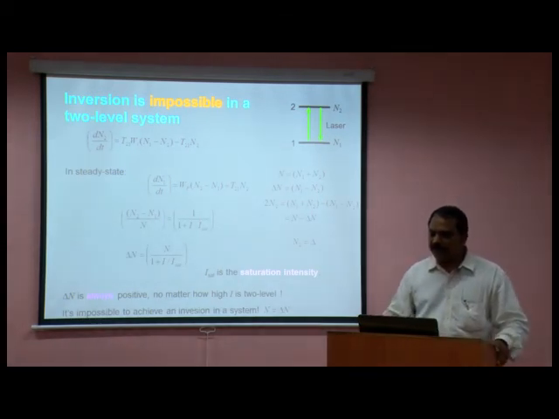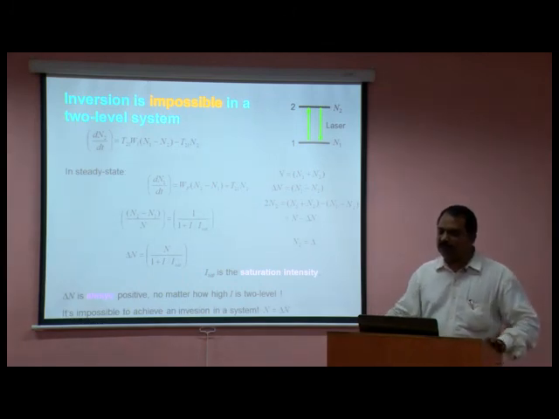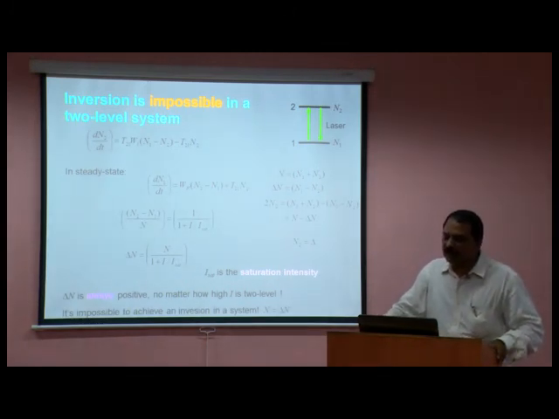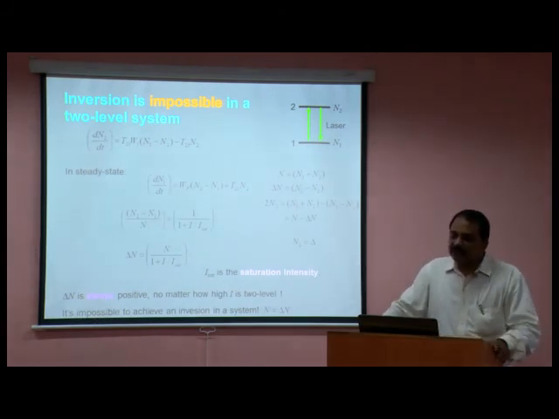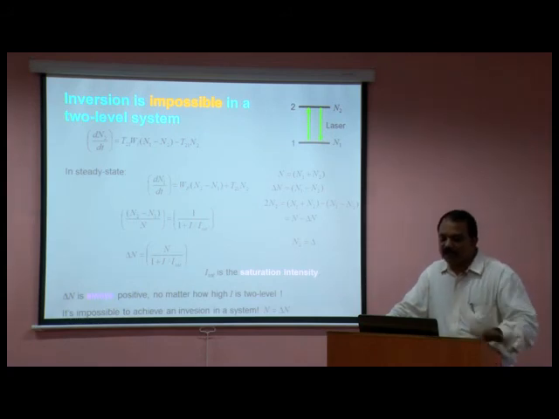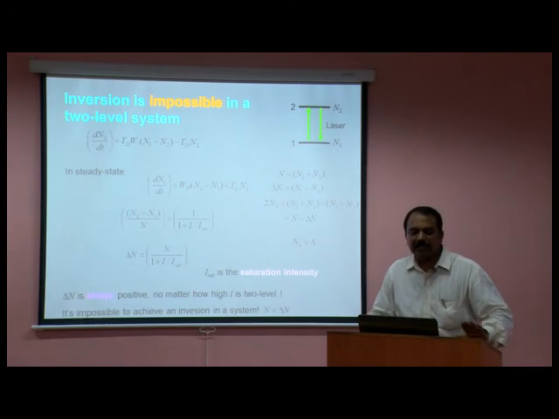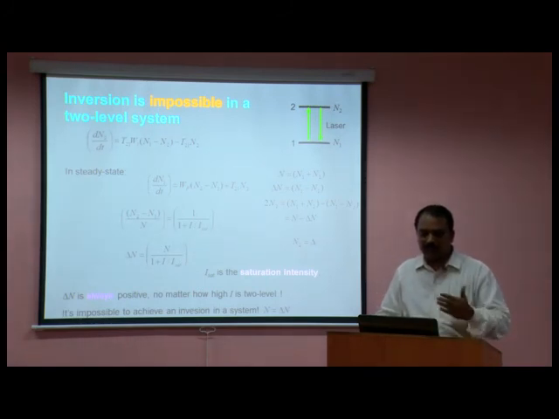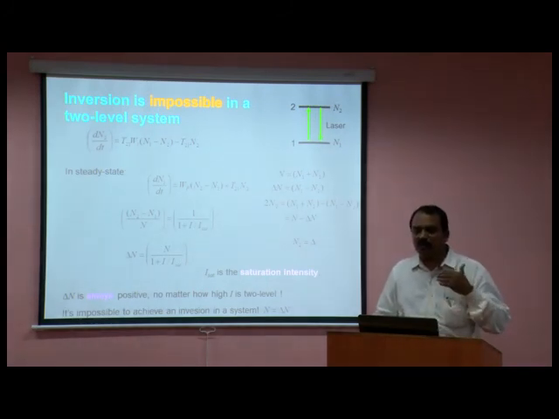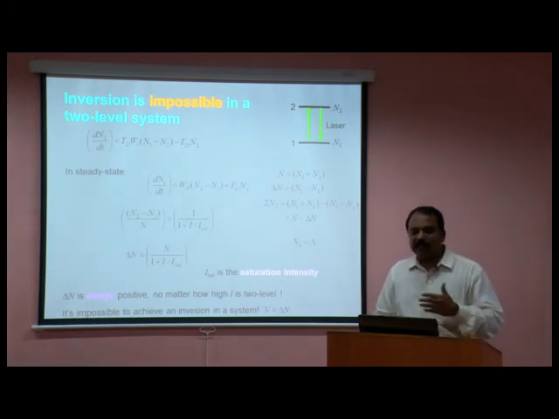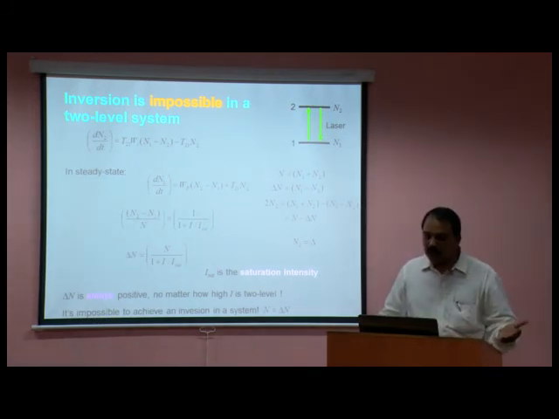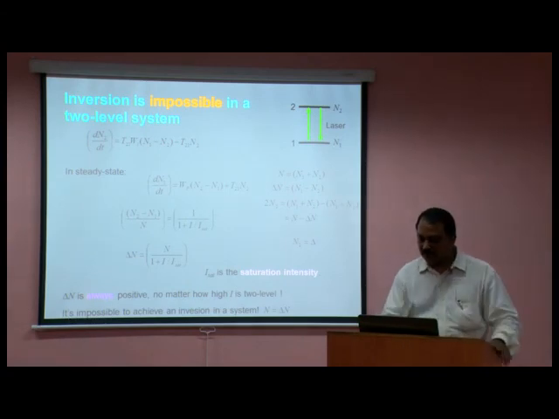The change in number of atoms equation is nothing but delta n, which is equal to n divided by 1 plus I divided by I saturated. Here delta n is nothing but N2 minus N1. Here I saturation is the intensity, and this value is always positive. Because of this, population inversion is impossible in a two level system. That means the accumulation of atoms in the lower level is always higher than the excited level. So, no stimulated emission is possible in the two level system.